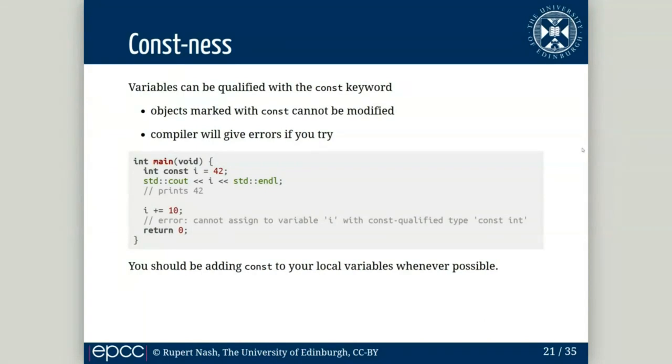So it seems a bit strange to say that variables can be qualified with the const keyword, but that's true. As it says, objects marked with const cannot be modified, and the compiler will give you errors if you try. In this code, we've declared the integer i as a constant value of 42, and we can happily print it out, but when we try to increment it, we get an error because it's a constant, so we can't update it.